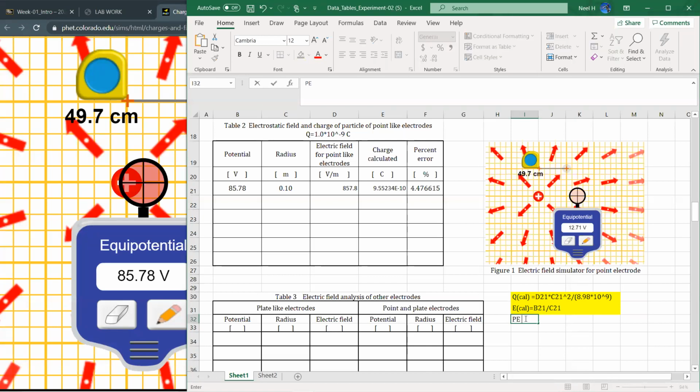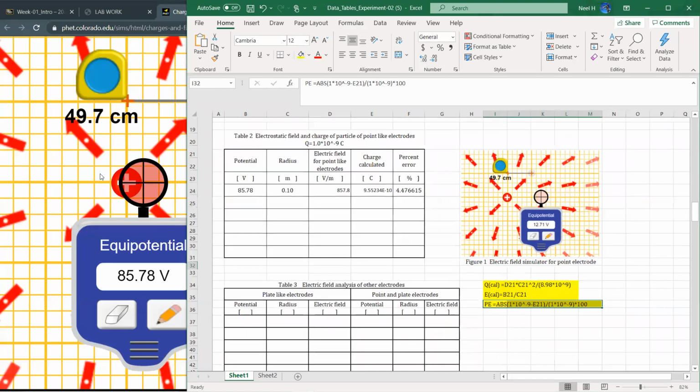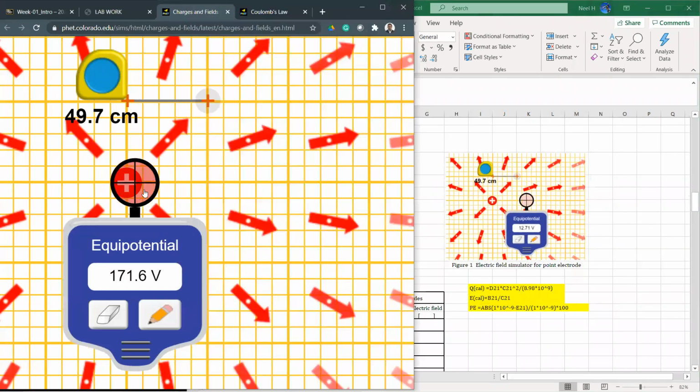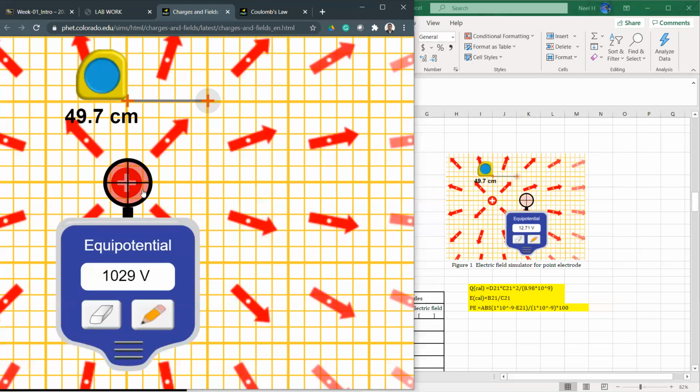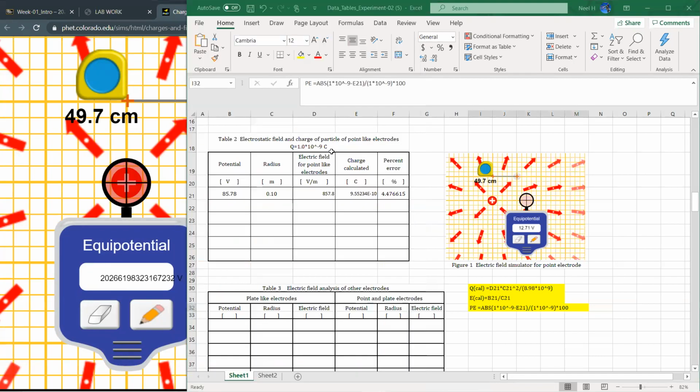We copy paste the percentage error command also here. All right, any question? Professor, where are you getting the expected charge, the 10 times 10 to the negative 9? It's not 10 times, it's 1.0 times 10 to the negative 9. Yes, that.